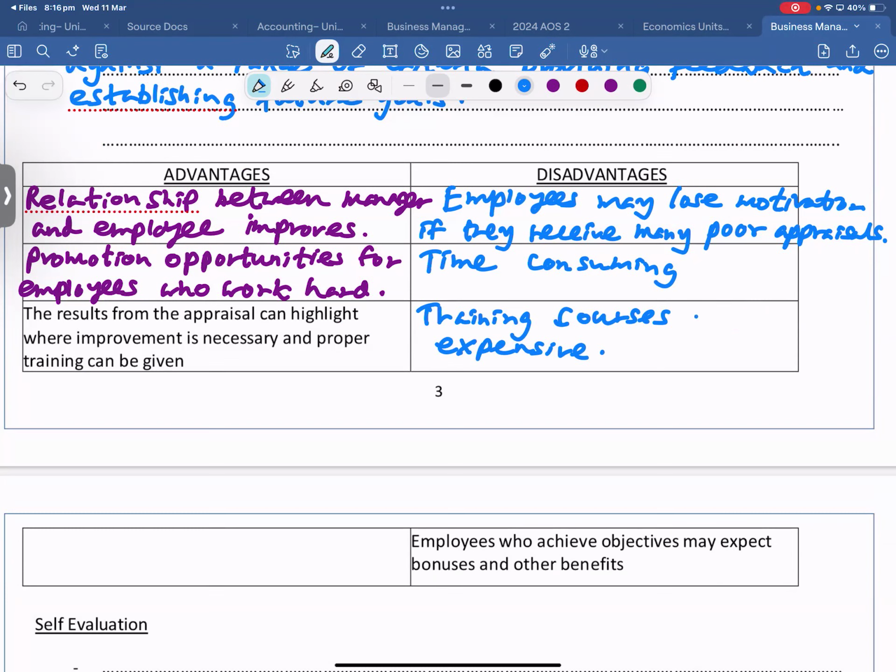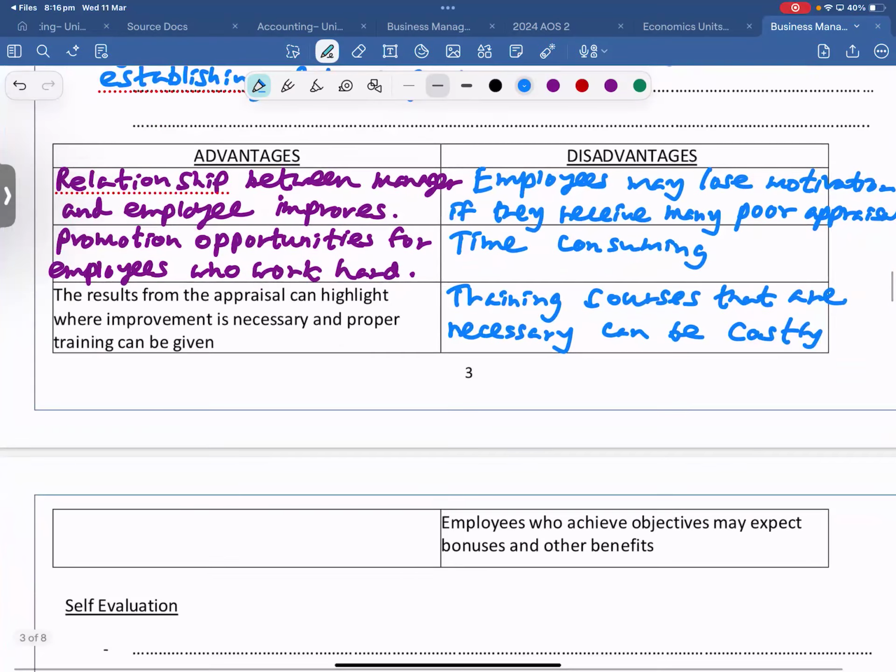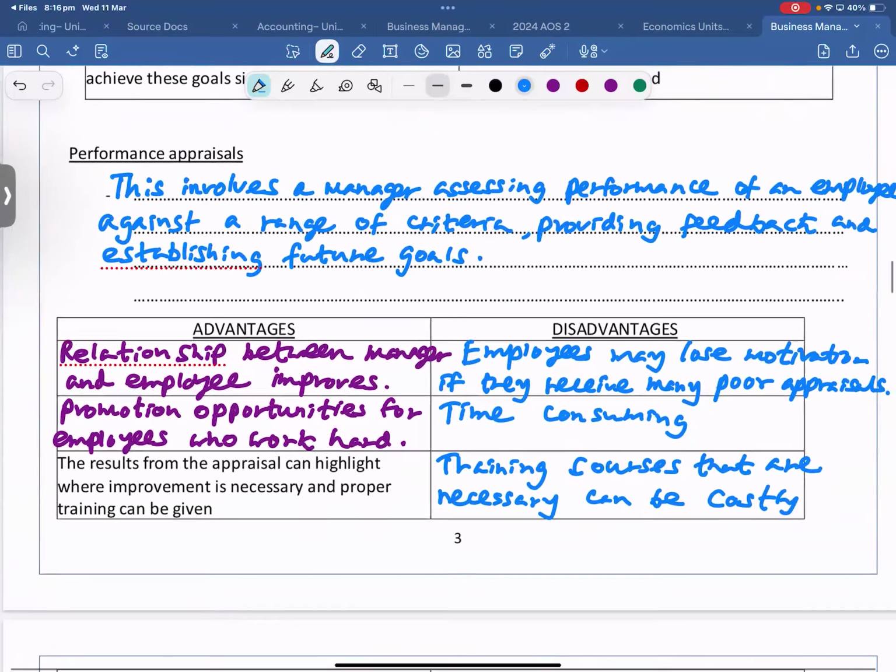Training courses that are necessary can be costly. Right, I can read it. I'll explain it.